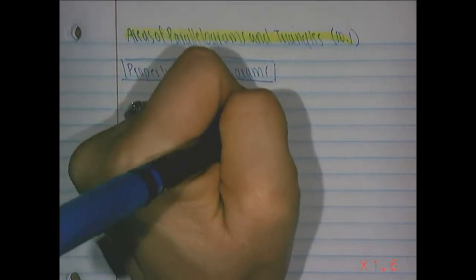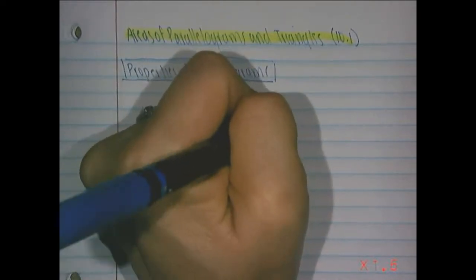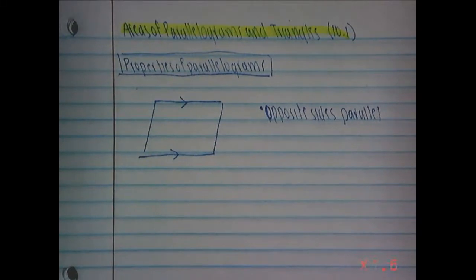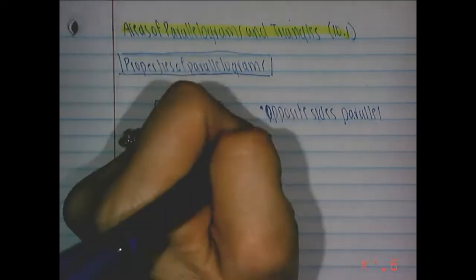If you remember about parallelograms, there were 5 things from first semester that we talked about. The first one is that the opposite sides are parallel. Both pairs of opposite sides. The opposite sides are also congruent.